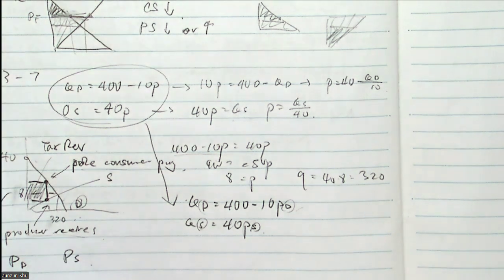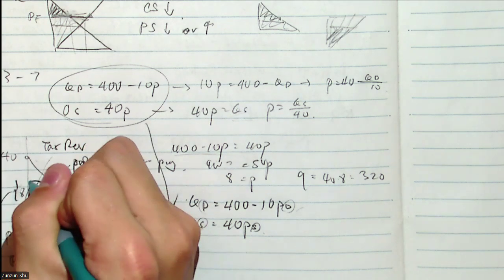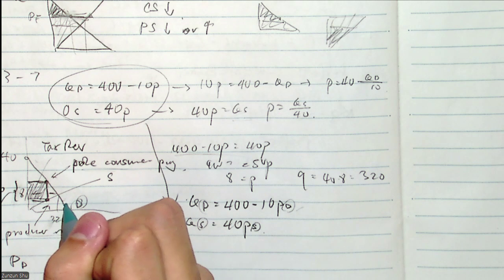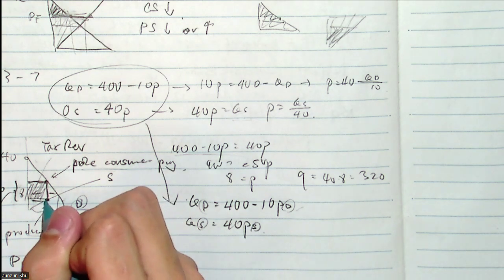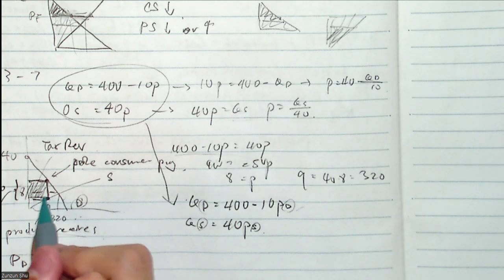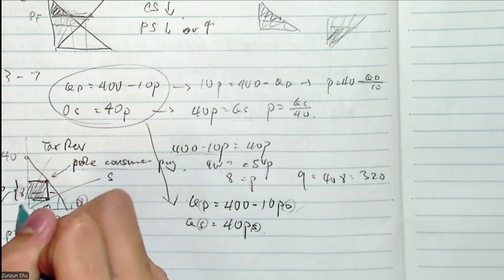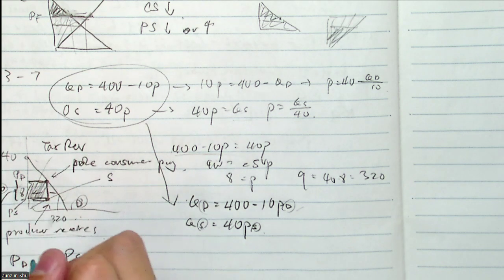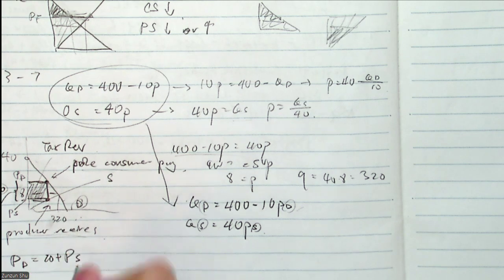So, okay, you see the government introduces a $20 tax, meaning that this part from this to this is 20. Now, the price that producers receive is going to be lower than the price that consumers pay, right? So in that case, PS plus 20 is going to equal PD. So PD equals 20 plus PS.